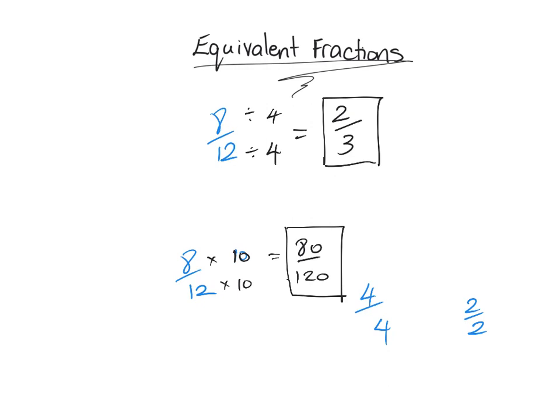If you're ever asked to simplify a fraction, that's just another way of saying find an equivalent fraction that is as small as can be. In order to do that, you want to make sure you're dividing by the GCF over the GCF. So this is simplified because the greatest common factor of 8 and 12 is 4, and we divided by 4 over 4, and we got the simplest possible version of 8 over 12.